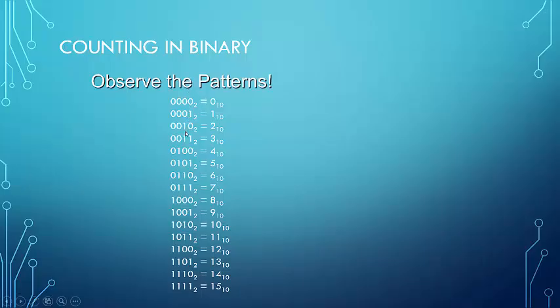changes from 0s to 1s every 2, or 2 to the first. So we have 0, 0, 1, 1, 0, 0, 1, 1, and so on. The third column to the left changes every fourth number, and then the fourth column, or the most significant column, changes every 8. If I had a fifth bit, it would change every 16, and so on. So again, these patterns coincide with the powers of 2 that provide our weights.